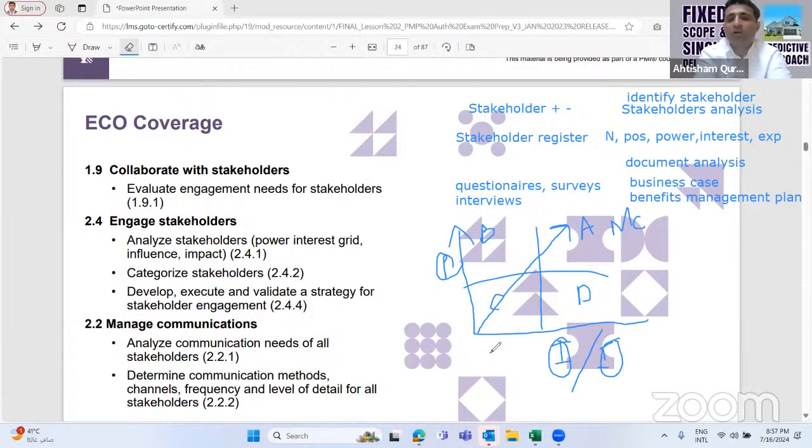But a person who doesn't have power and doesn't have interest in the project, I will monitor them. Maybe tomorrow some good day comes and this stakeholder becomes a powerful stakeholder in the organization because he got promoted or somehow. So I don't need to ignore this stakeholder. He may someday become very active and interested in my project, so I need to involve them at that time. So I need to monitor this stakeholder until he becomes interested, or otherwise I don't need to spend much time on this stakeholder.